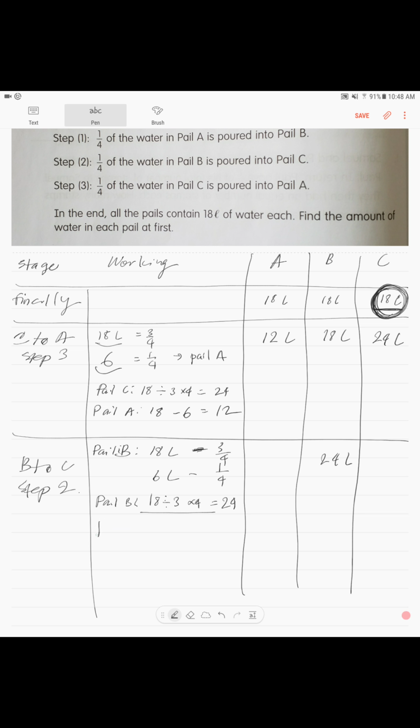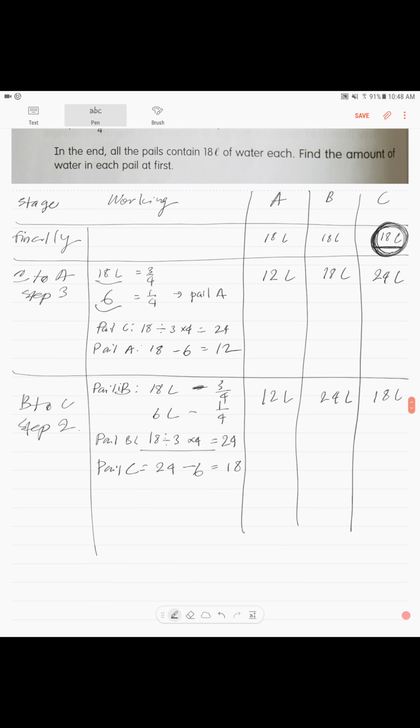And we take it back from pail C. Pail C has now 24, but we need to take back our 6 liters, because we put them back into pail B. So 24 minus 6 is 18. This is 18 liters. And nothing changed here, 12 liters, all right? We just did our second step.